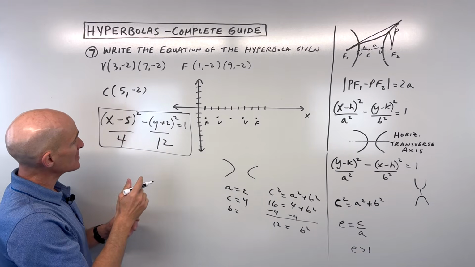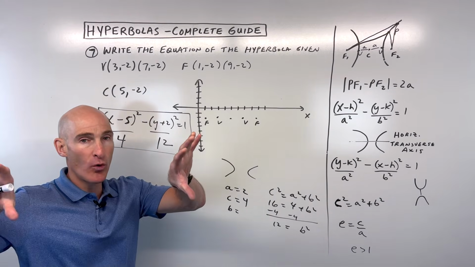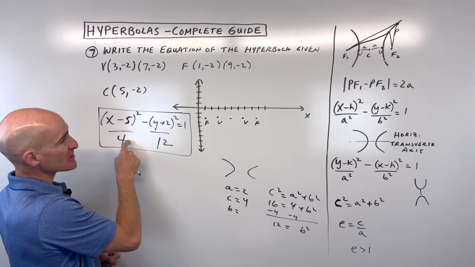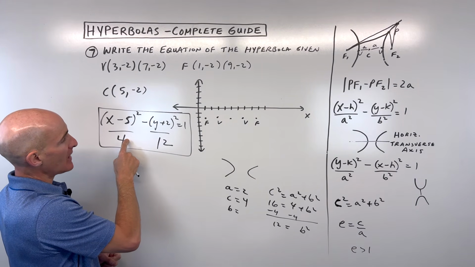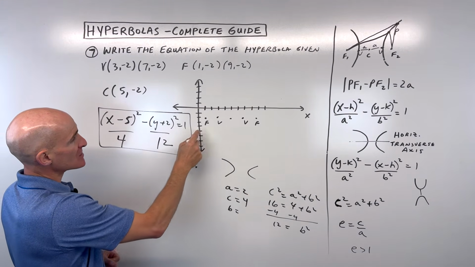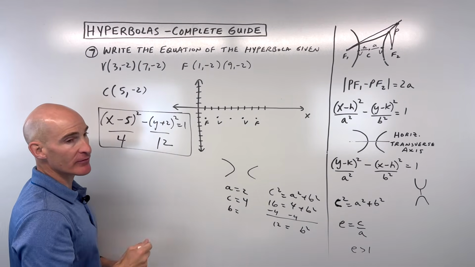Again, sometimes students get a little bit confused about the a squared and the b squared. Remember, because this is opening in the horizontal direction, we know that our a squared comes underneath this positive term, this first term, and the b squared is going to be the other denominator. And a is the distance from the center to the vertex, that's 2, so 2 squared is 4, and we showed how to solve for b squared.